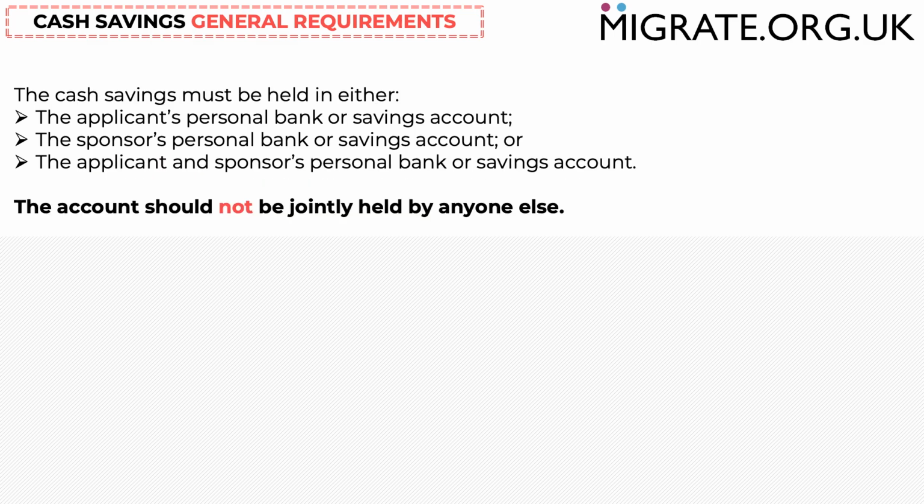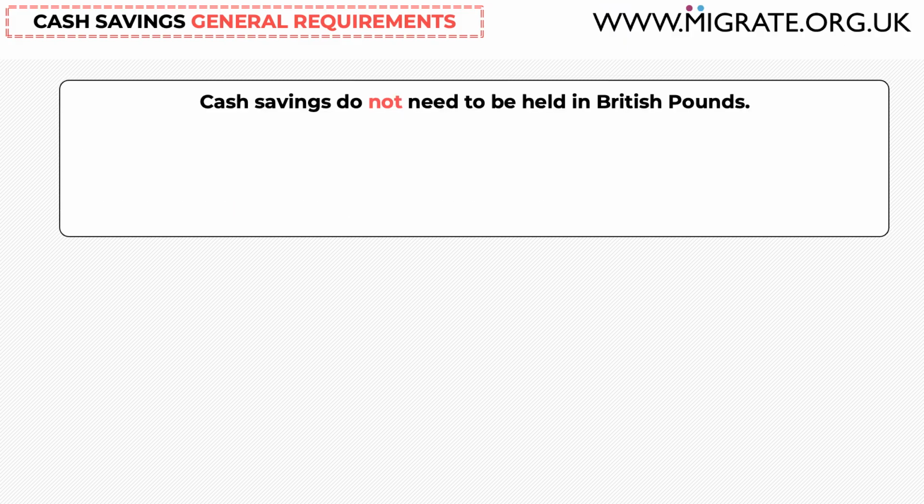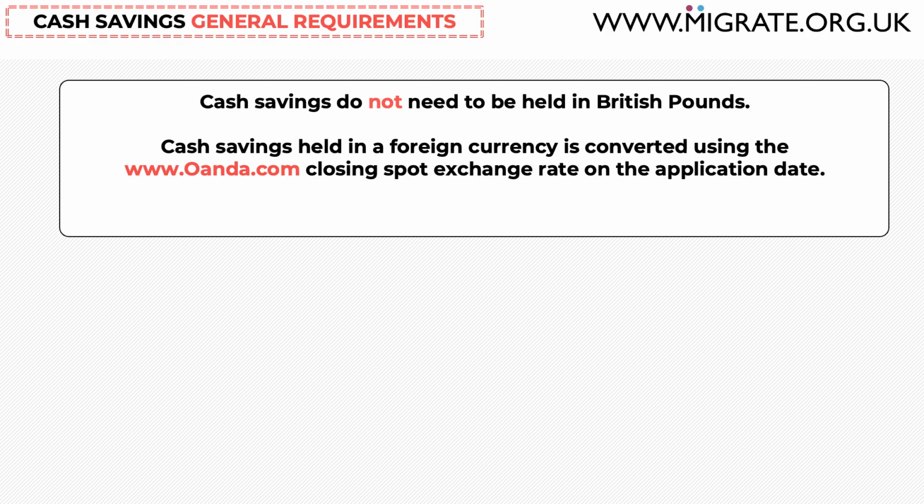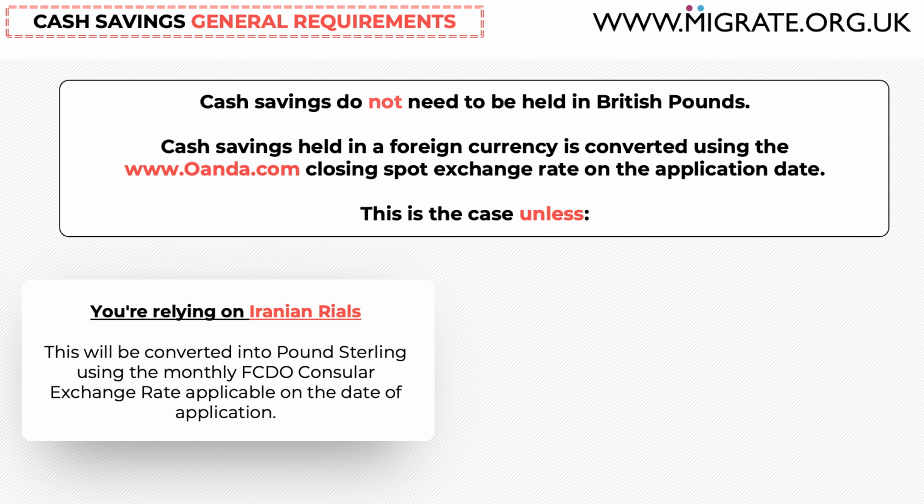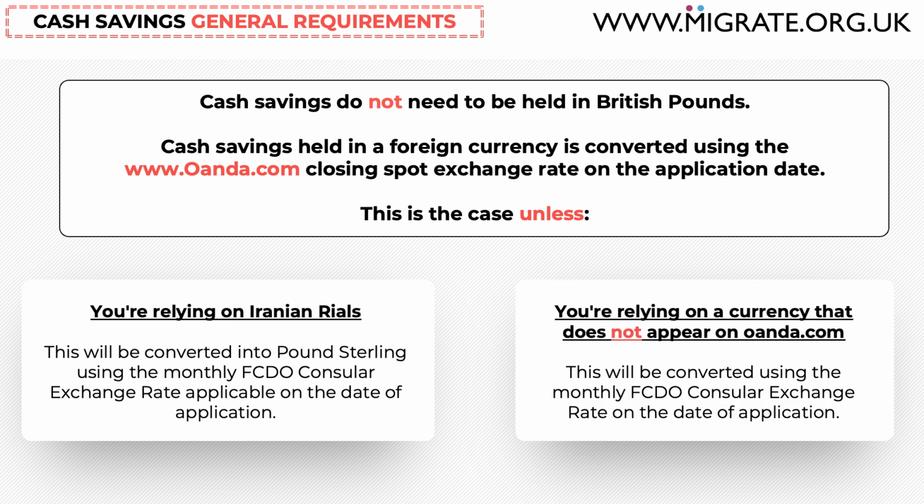It's also worth noting here that the account should not be jointly held by anyone else, like an applicant or sponsor and a parent. Cash savings don't need to be held in British pounds. Cash savings held in a foreign currency are converted using the oanda.com closing spot exchange rate on the application date. This is the case unless 1. You're relying on Iranian rials, which will be converted into pounds sterling using the monthly FCDO consular exchange rate applicable on the date of application, or 2. You're relying on a currency that does not appear on oanda.com. This will be converted using the monthly FCDO consular exchange rate on the date of application.